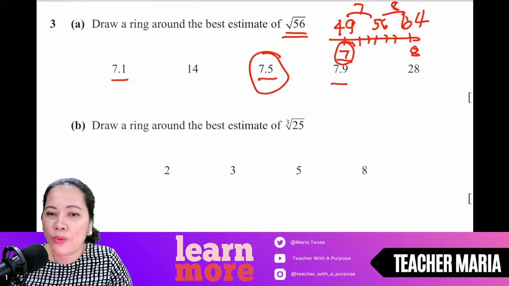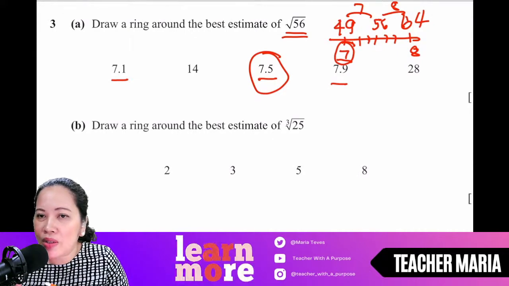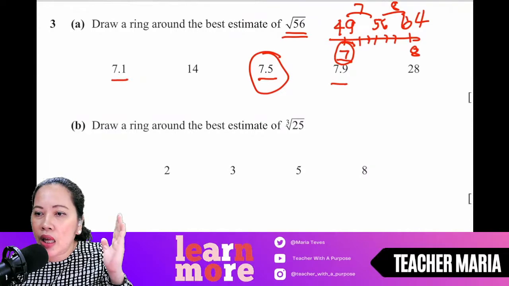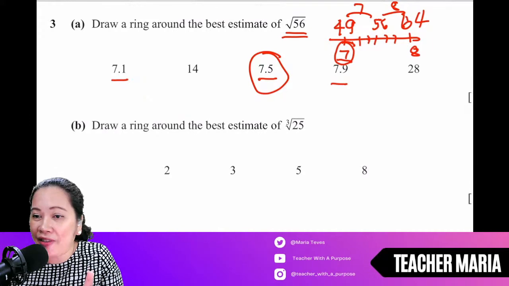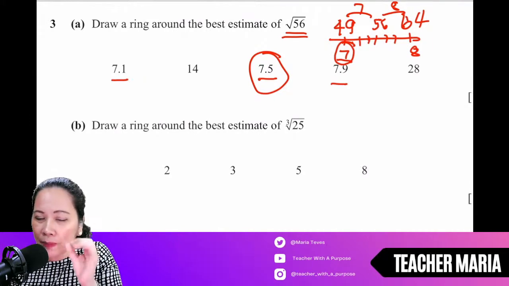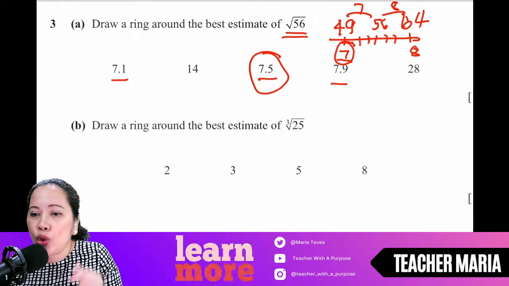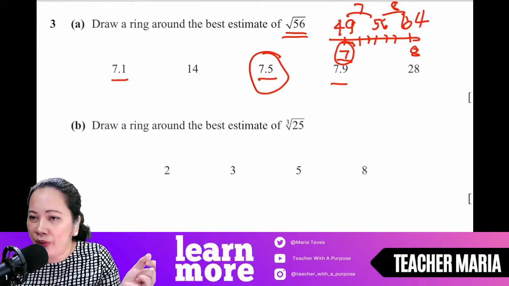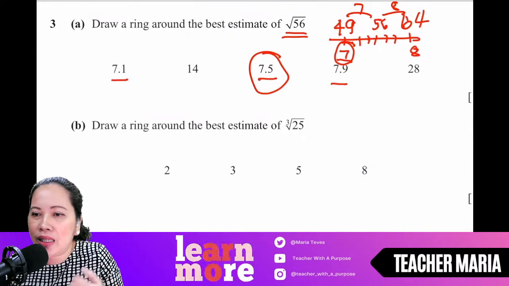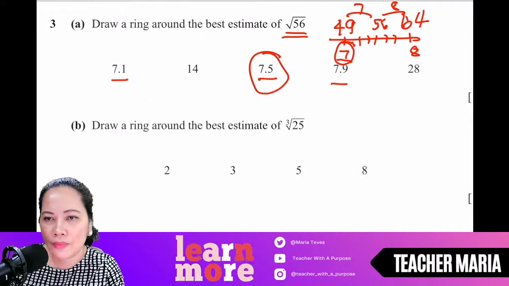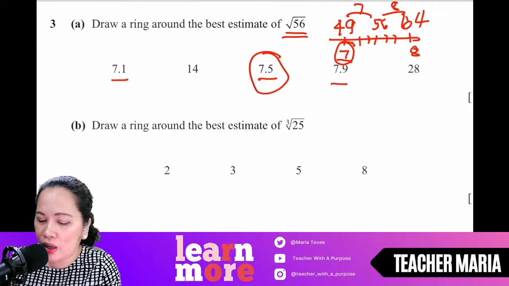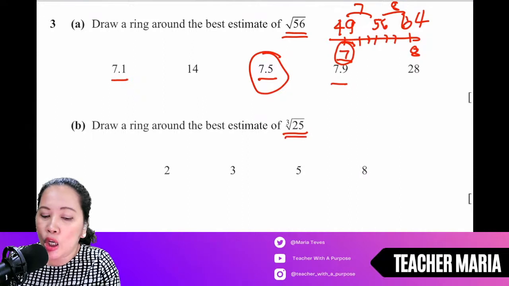So far okay? So far clear? So when you do estimation of square roots, you have to first find the perfect square number before, and the perfect square number after. And then you find the distance between your given number to your squared number before it and after it. And then you estimate the middlemost. Okay? Now, moving on.